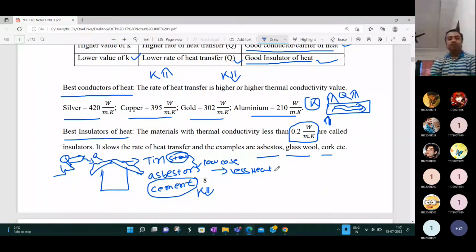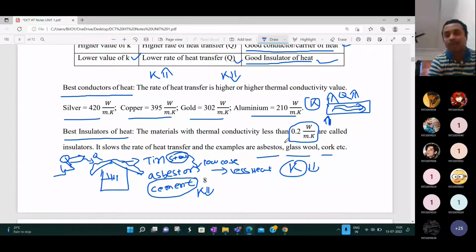That's why most people use asbestos: although the strength is less, it lets less heat from the sun into the home. Why? Because the heat transfer rate will be less, because that material's K is less. Glass wool: where are we using glass wool? In furnaces. Corks, everything in industry is used to provide less heat transfer.